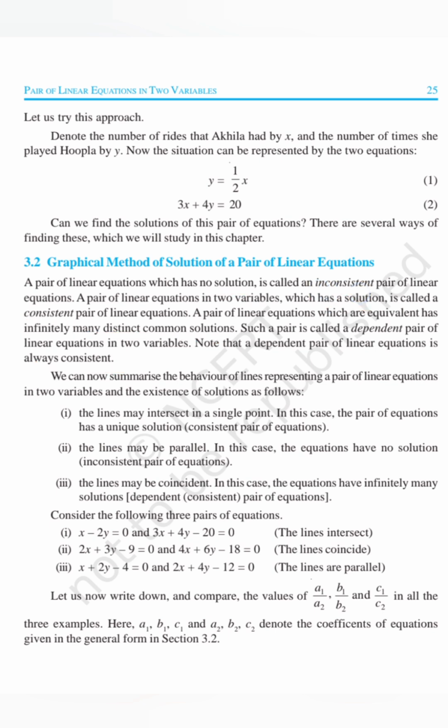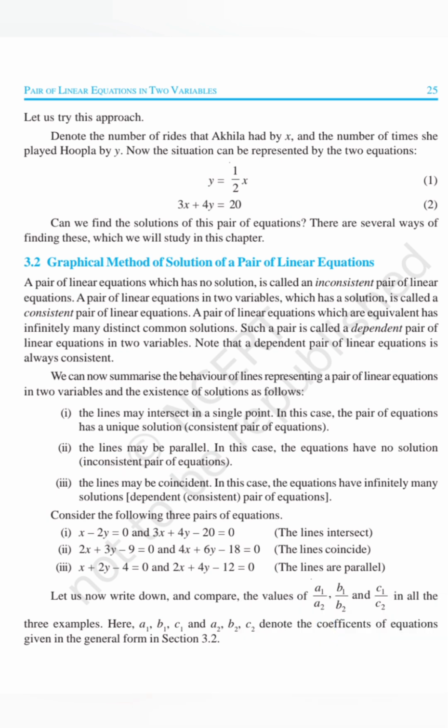Now they've given a few points on this. The lines may intersect at a single point. If you take two linear equations and draw the lines on graph sheet for them, the lines may intersect at a single point. In that case, you can say it has a unique solution, a consistent pair of equations. If the lines are parallel to each other, the equations have no solutions at all. They are an inconsistent pair of equations.